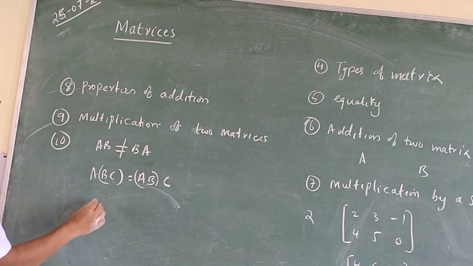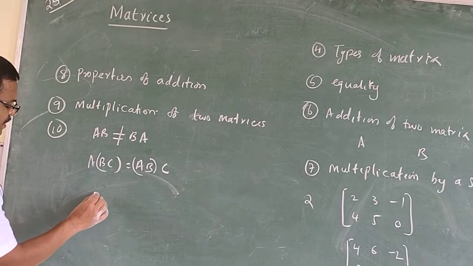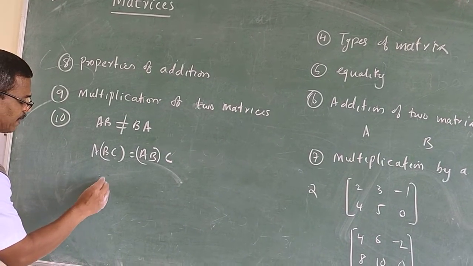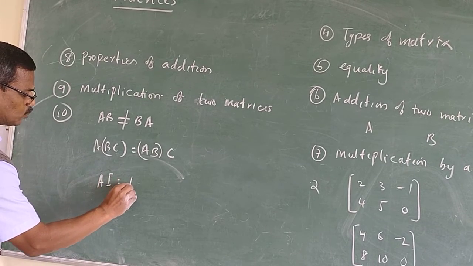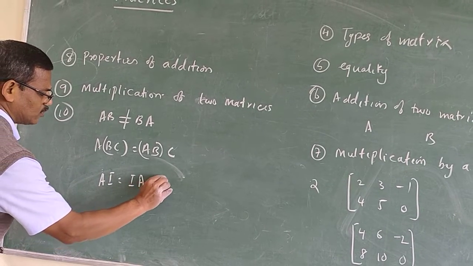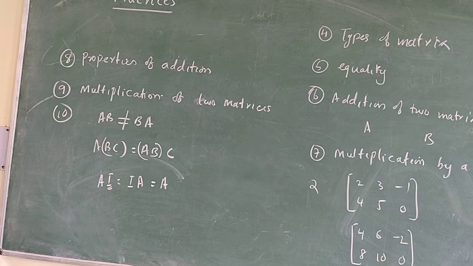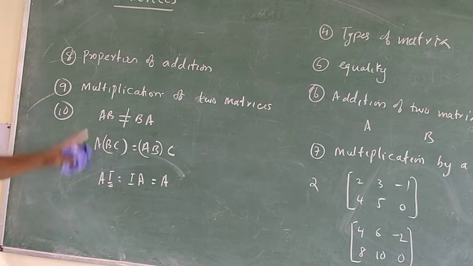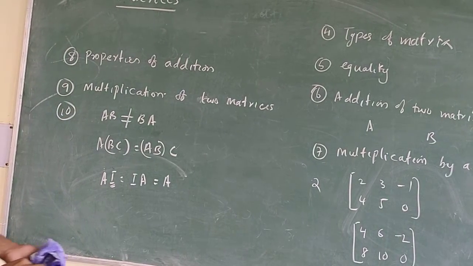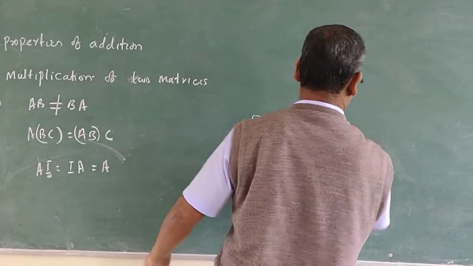And one more property is the existence of a multiplicative identity. AI is equal to IA is equal to A. We call this I the identity of multiplication. AI is equal to IA is equal to A. These are some of the properties of multiplication. And then, transpose of a matrix.